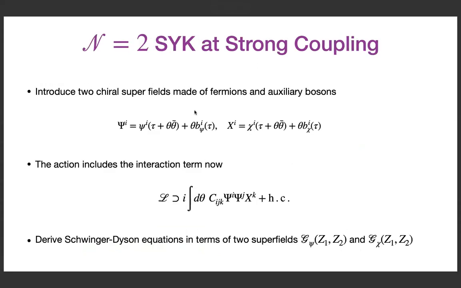Okay, so the strong coupling limit can be solved in a similar way. You introduce chiral superfields psi and X, here I call X includes chi and their bosonic partners. The interaction includes now this psi X term, and one derives Schwinger-Dyson equations for both superfields psi and chi. That's all the same.